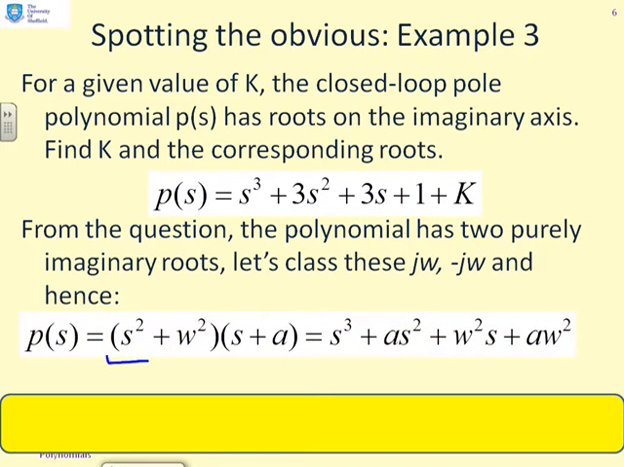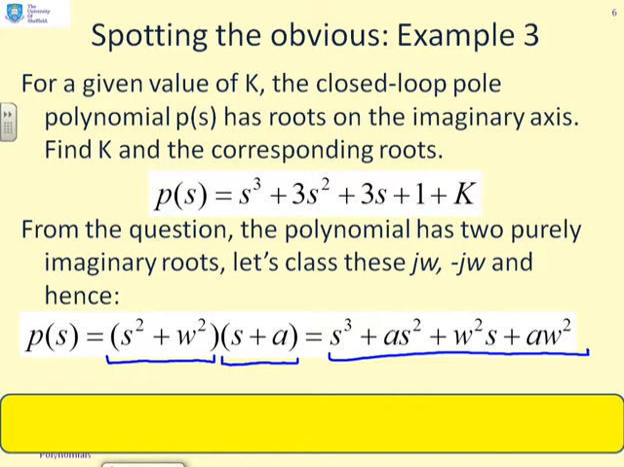So here we go. I've got a factor s squared plus omega squared, which gives me the two roots on the imaginary axis. Because p of s is cubic, I've only got one factor left, so I've called that s plus a. And now I'm going to multiply out p of s by multiplying these two factors, and this gives me this expanded form, s cubed plus as squared plus omega squared s plus a omega squared.